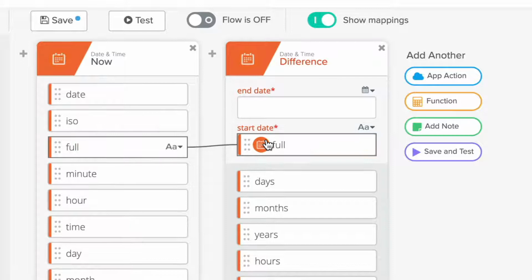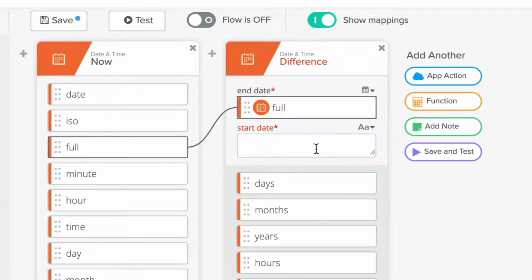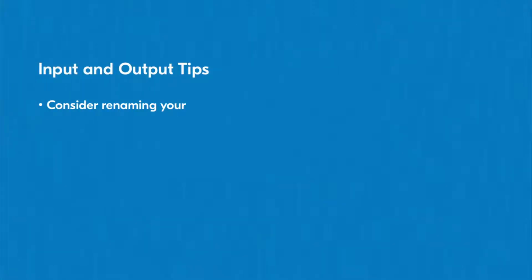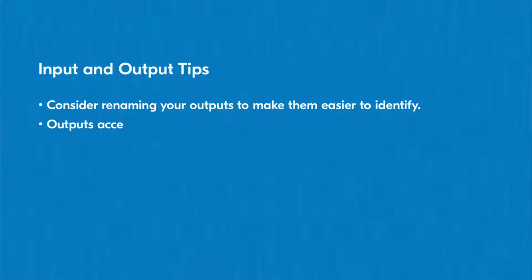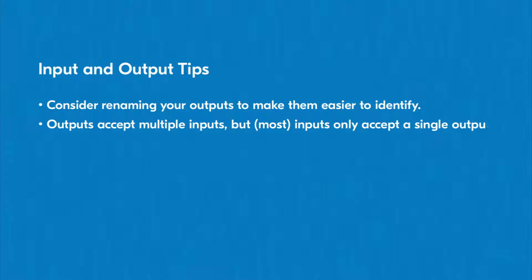Using both, you can define data mappings and share data between applications by clicking and dragging an output to the appropriate input. You should consider renaming your outputs to make them easier to identify. While an output can be mapped to multiple inputs, an input will only accept a single output. Multiple output mappings can be very useful when creating branching flows. This is important to keep in mind when using the conditional functions we discussed in an earlier lesson.